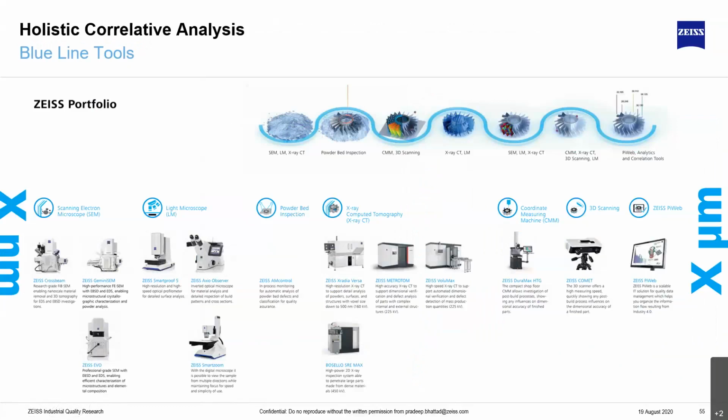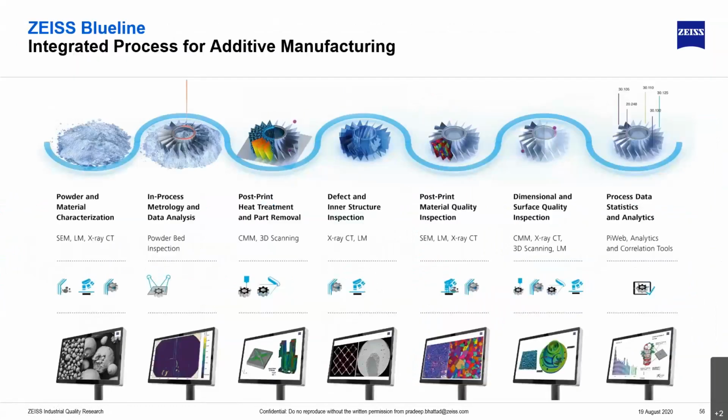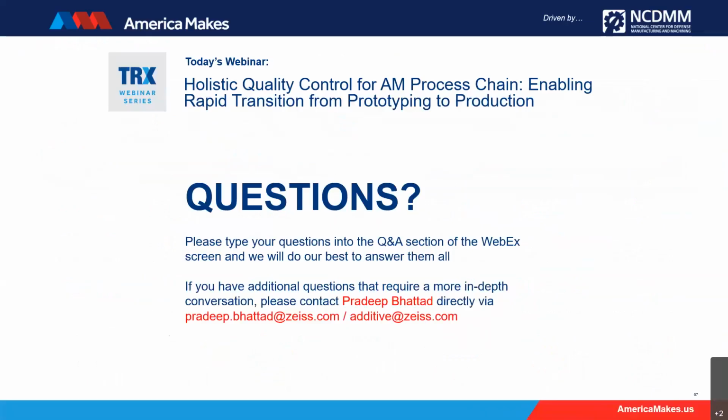So these are all the tools that are present in order to basically look at additive manufacturing in a fully integrated manner. And one of the things that I want to highlight is just having instruments alone is not sufficient. You also need the instruments to be able to talk to each other in order to basically do the full quality analysis. With that, I'll take any questions.